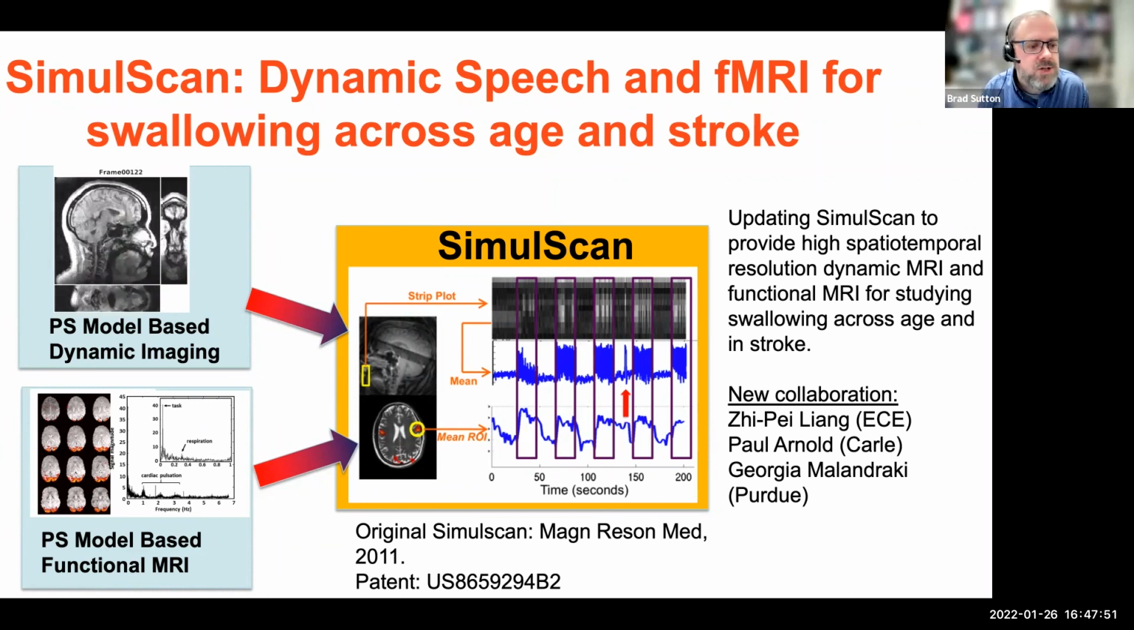So we're hoping to do this in stroke patients. We just submitted an R1, and we're going to merge together our high spatial temporal resolution dynamic imaging with our high spatial temporal resolution fMRI. And we're going to be able to pull together this one platform to be able to study swallowing in stroke patients, looking for brain functional deficits and motor deficits in the movement.